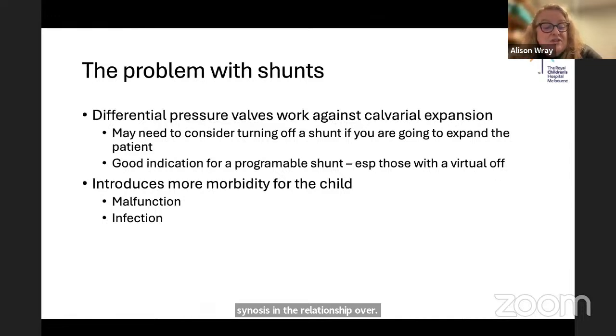Whilst I often don't use programmable shunts, I think craniofacial and particularly syndromic children may be a good indication for a programmable shunt, especially those who have a virtual off, so that you can actually modulate how much the shunt is working around times that you're trying to expand the skull vault. And then, of course, shunts, as we all know, introduce more morbidity for the child with both malfunction and with infections.